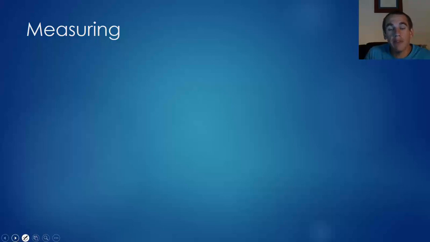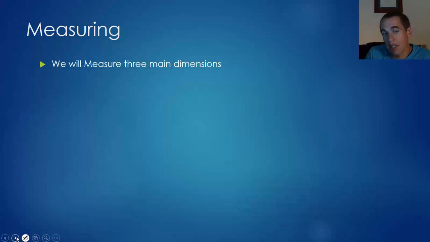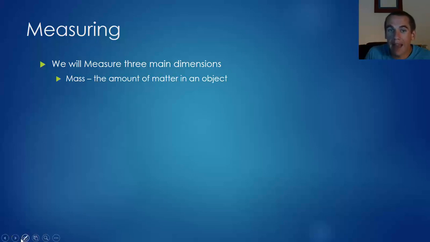Now, I said an observation could be a quantitative measurement, so let's talk a little bit more about that. We will measure three main dimensions, and by dimensions, I mean quantities or different things. So we're going to measure mass, which is the amount of matter in an object. We'll measure length, which is the distance between points, and we'll measure time, and then we'll compare units like mass to volume, and volume is three lengths combined. Mass to volume is density, right? So we'll get some units that are combined, but they're all based off of these three dimensions.